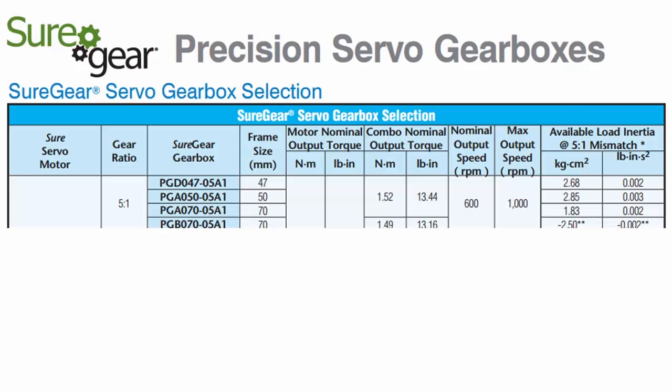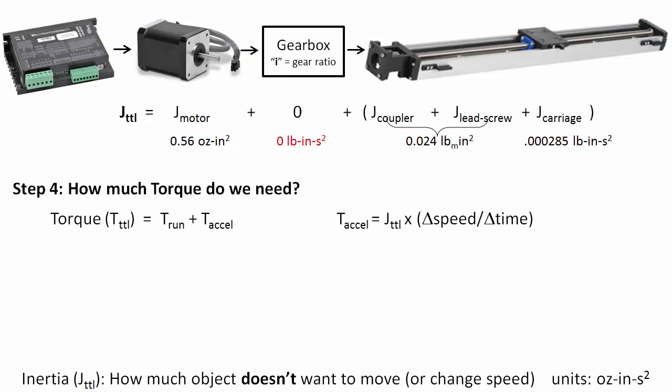If we had a gearbox, same thing. Just get the inertia from that data sheet. We don't have a gearbox, but if we did, we would put its inertia here and divide the downstream inertias by the square of the gear ratio.